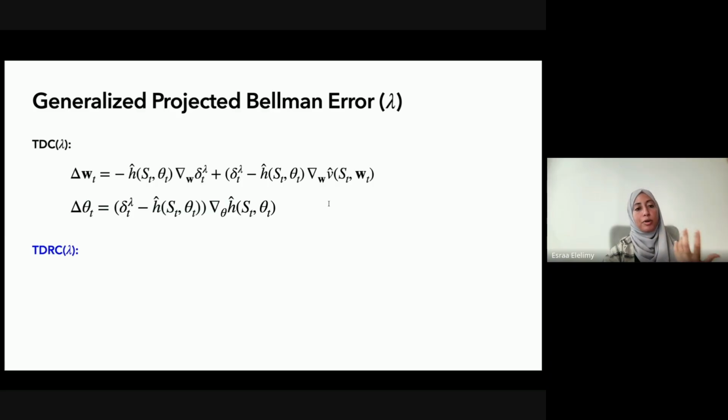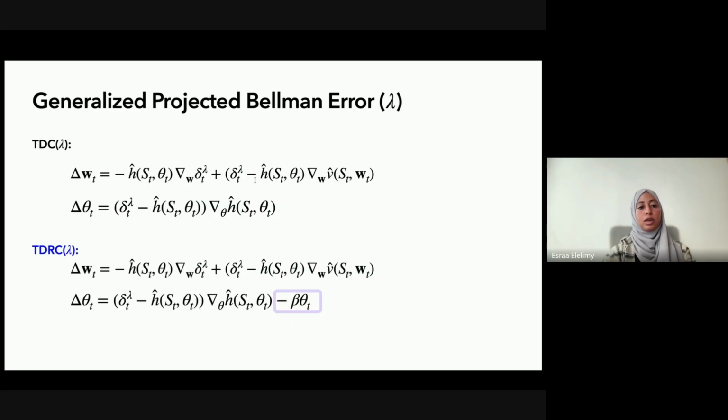Then finally, our final algorithm will take the same update from here, but it will change the theta update. It will add this regularization term. This regularization term is interesting because it allows us to move between those gradient updates and the semi-gradient TD methods that I talked about earlier in the presentation. This beta can be between 0 and infinity. If beta is 0, we get rid of that term and go back to this algorithm, which is our gradient TD update.